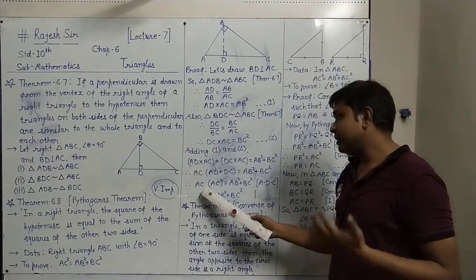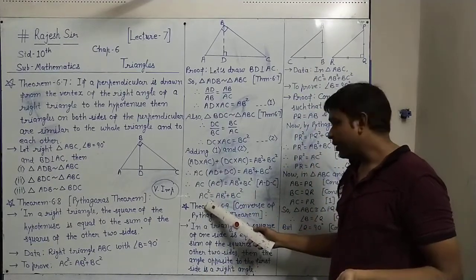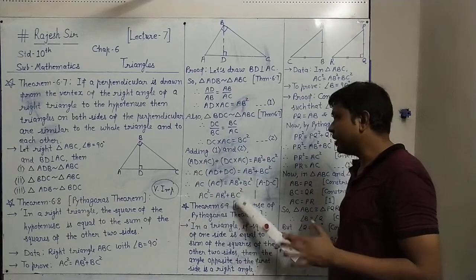Now you know AC into AC, you can write AC square, and it equals AB square plus BC square as it is.